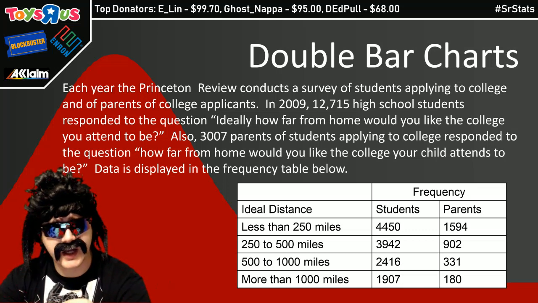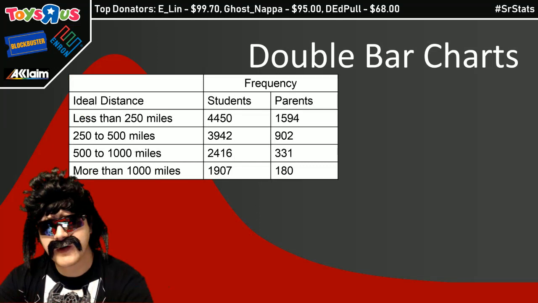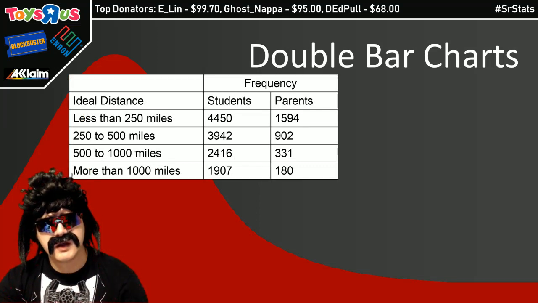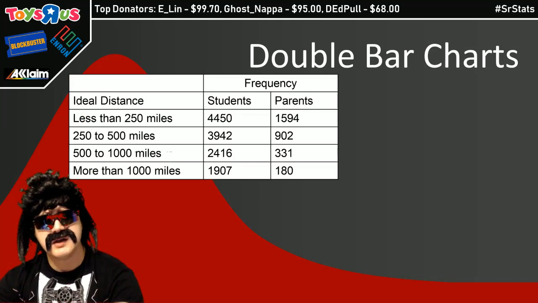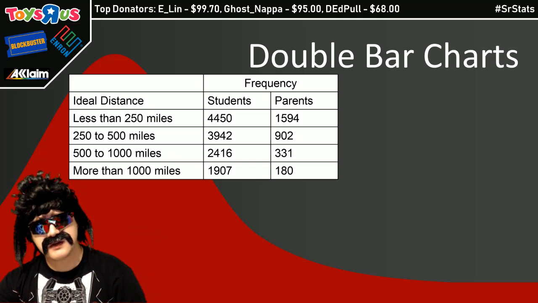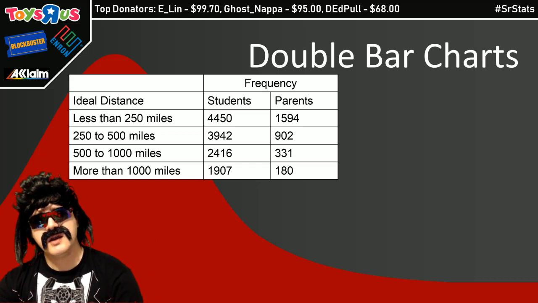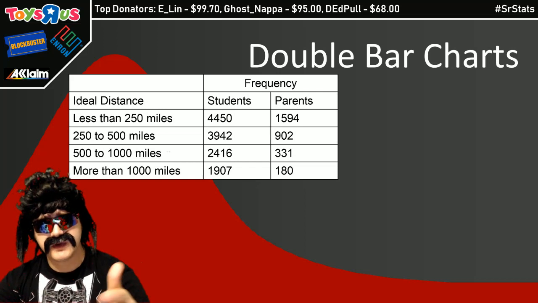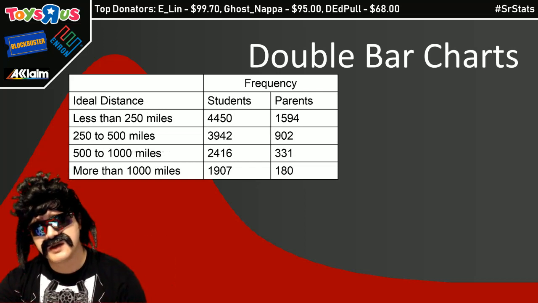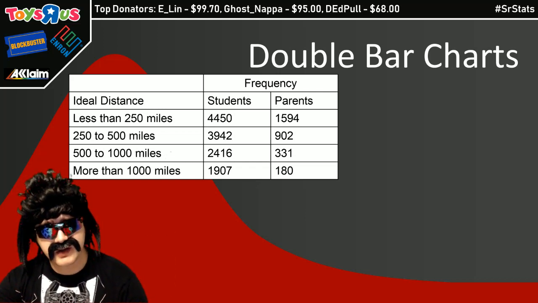So if we have the actual numbers, this is how often people responded. We want to convert this to relative frequency. So what we're going to have to do is add up all the students, take each of the parts, and then divide by the total. And then we do the same thing for the parents: add up all the parents, take each of the parts, and divide by the total.